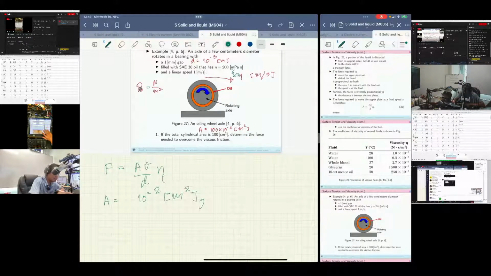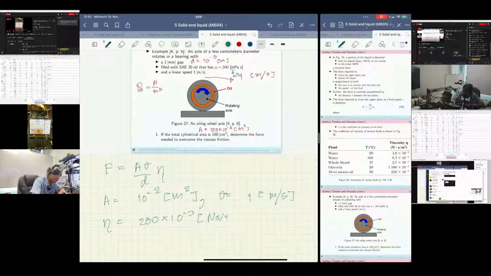Velocity is, the speed is 1 meter per second. Okay, simply number 1. And the next thing is eta, right? Eta is what they have provided, which is 200 millipascal second. So it's 200 times 10⁻³, and the unit in standard form of viscosity is Newton second per square meter, right?